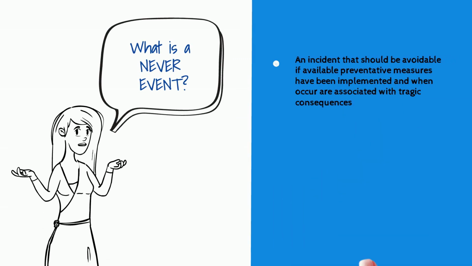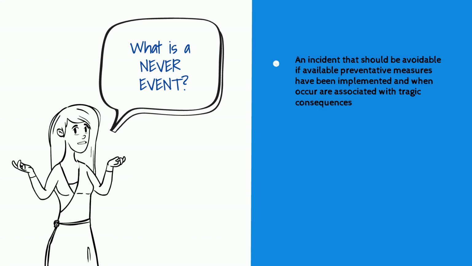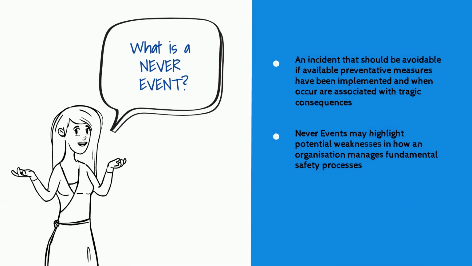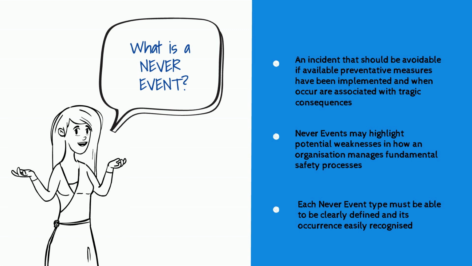What is a never event? A never event is an incident that should be avoidable if available preventative measures have been implemented and when occur are associated with tragic consequences. The occurrence of a never event may be an indicator of failings or weaknesses in the organisation's core safety processes. Each never event type must be able to be clearly defined and its occurrence easily recognised. This helps minimise disputes around classification and ensures focus on learning and improving patient safety. If a never event occurs, regardless of the outcome, it must be reported on the incident reporting system.